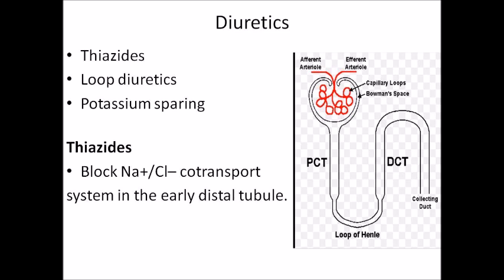After vasodilators, we have diuretics. Diuretics are drugs that induce diuresis. So the three groups of drugs coming under this are thiazides, loop diuretics and potassium sparing diuretics. First is thiazide diuretics. Thiazides block the sodium chloride co-transport system in the early distal tubule. We know for every glomerulus in the kidney there is a PCT or proximal convoluted tubule, a loop of Henle and a DCT or distal tubule. So this sodium chloride co-transport is blocked in the distal tubule so that the sodium excretion is enhanced, and along with sodium, water is also lost from our body, and that is how diuresis happens.